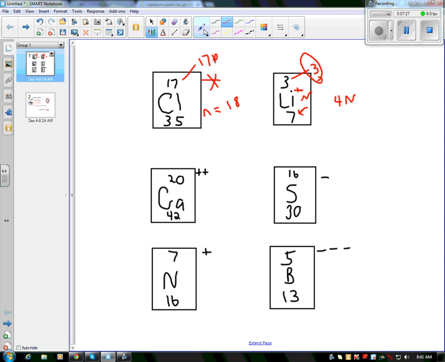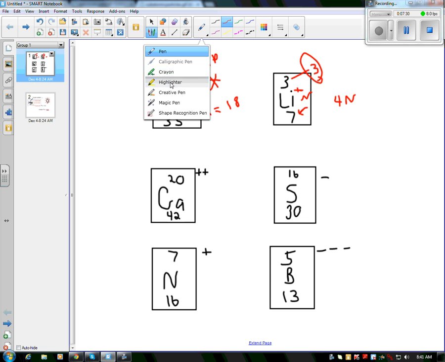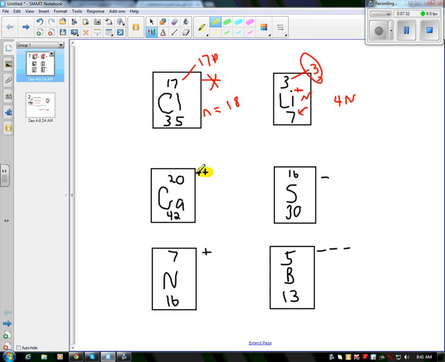Okay, back. All right, highlighter. Okay, now these next ones have overall charges. These next 4, you can see these charges. Outside the box, we have put a positive or negative.